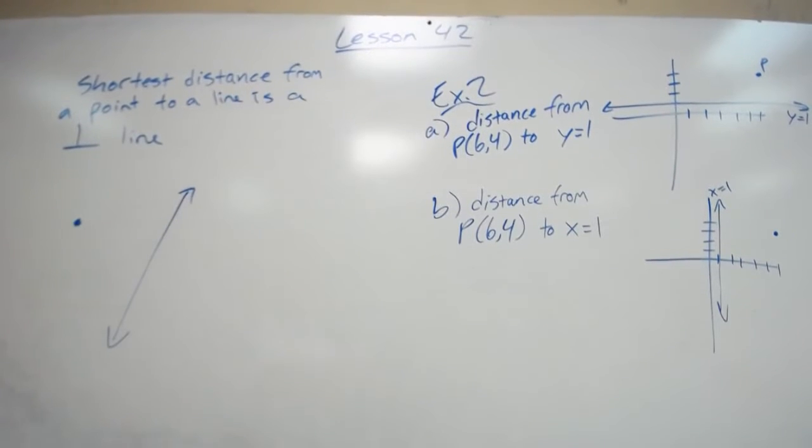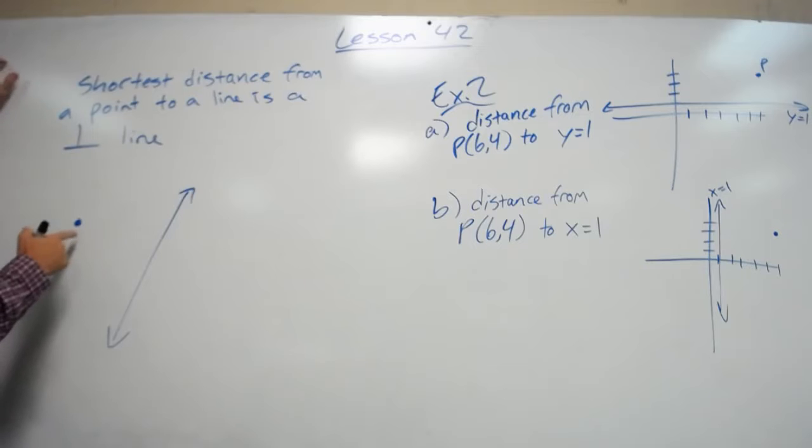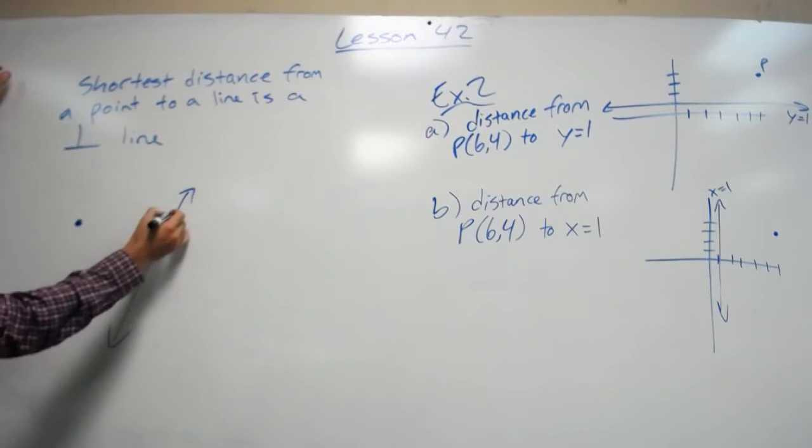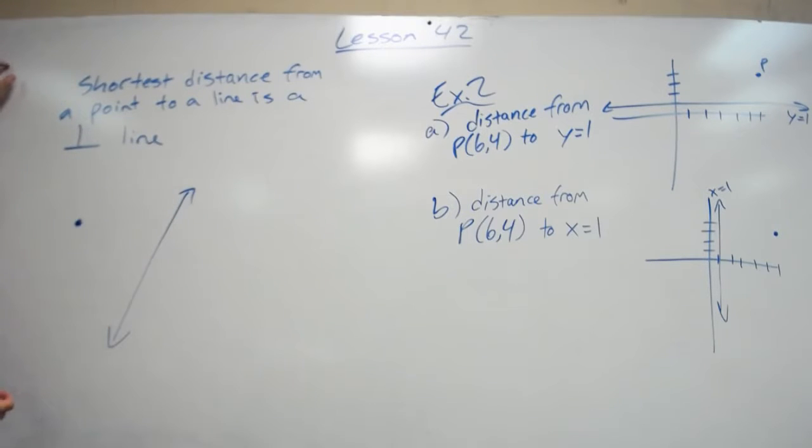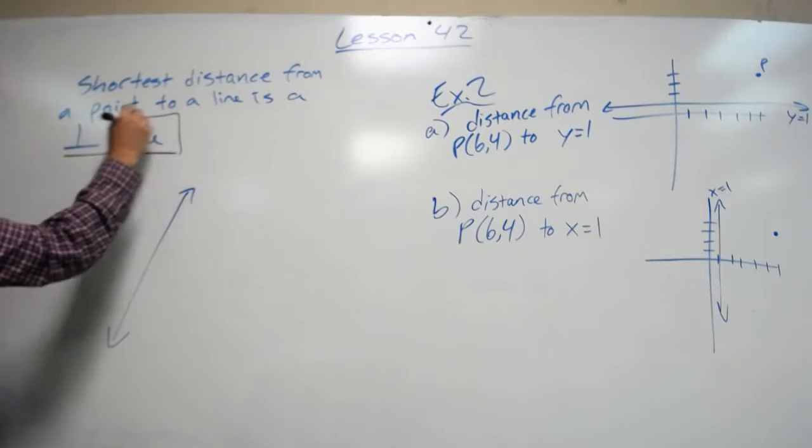Let's look at lesson 42, finding distance from a point to a line. The first thing we need to discuss is what is the shortest distance from a point to a line? Well, every time, the shortest distance from a point to a line is always going to be a perpendicular line.